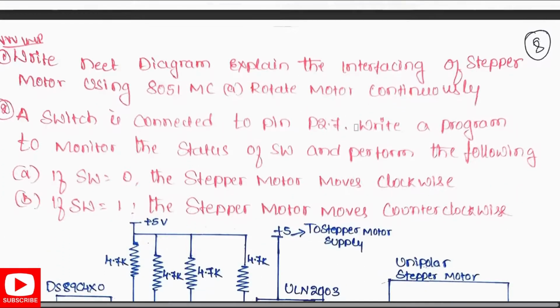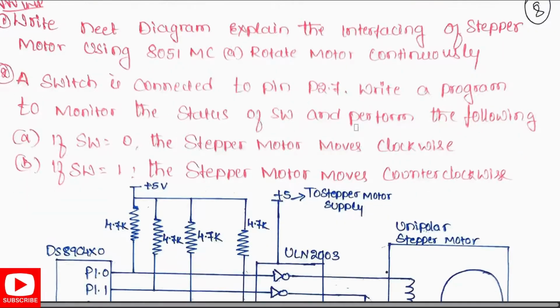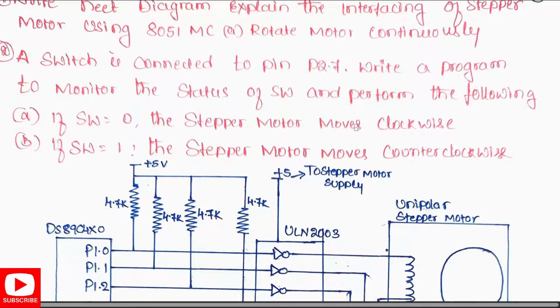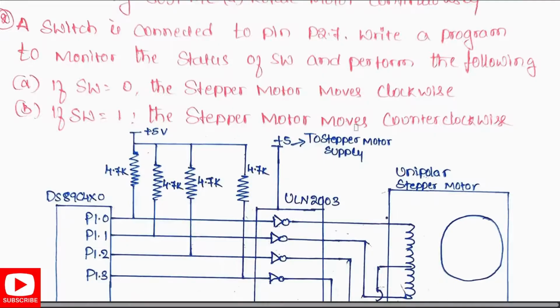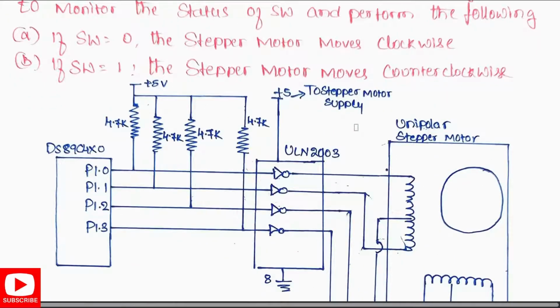The type of question you can expect is: explain with a neat diagram the interfacing of the stepper motor using the 8051 microcontroller, that is, rotate the motor continuously. A switch is connected to pin P2.7. Write a program so that when the switch is 0 the motor rotates clockwise, and when the switch is 1 it rotates counterclockwise.